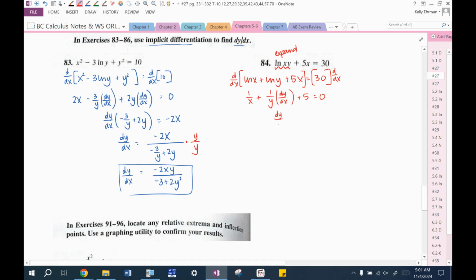Okay, so we can subtract 5 and subtract 1 over x. We can divide by 1 over y, but really that's going to be multiplying by y, right? We could say times y over 1. So that becomes negative 5y minus y over x. You could also say over 1 over y and then simplify the complex fraction as well.